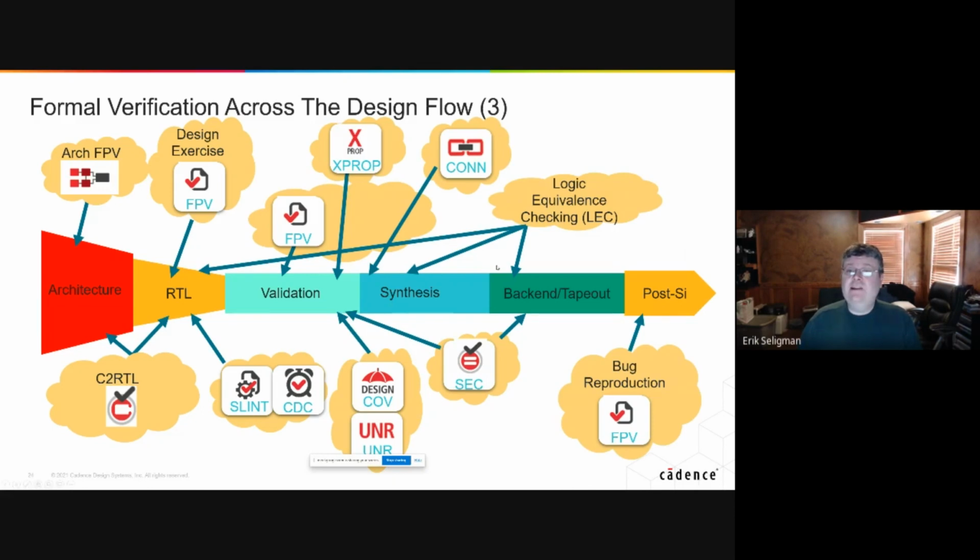Then even in the back end, formal is still useful, especially if you implement late ECOs. A lot of times when you're getting close to tape out, you'll suddenly find a bug you have to fix. You want to make sure that your design is still equivalent to what it was before. Sequential equivalence checking can be very important there.